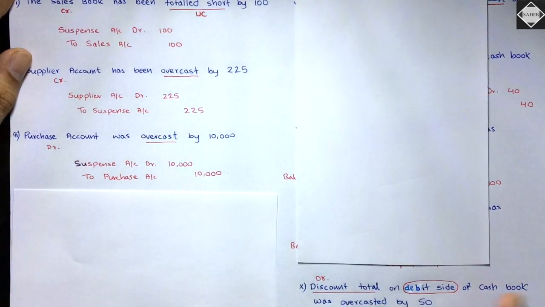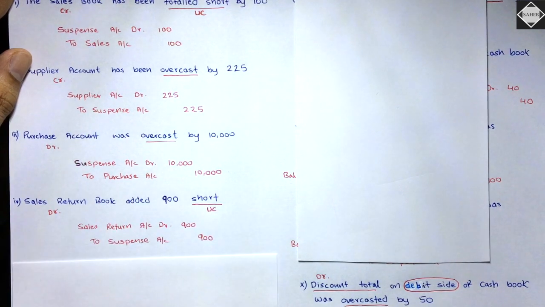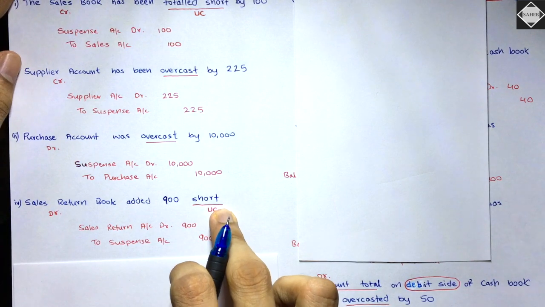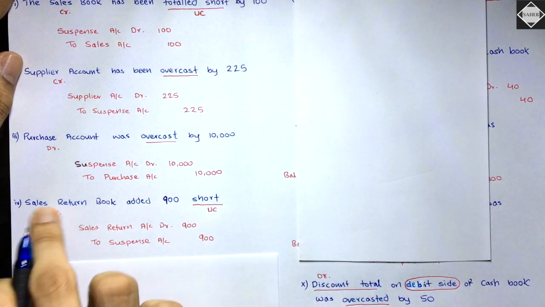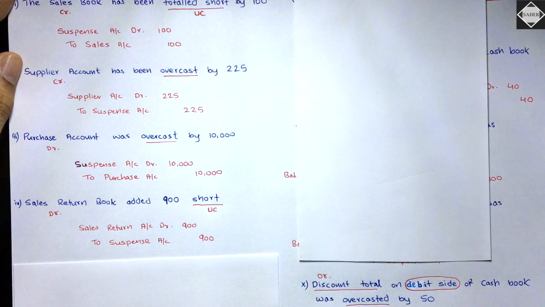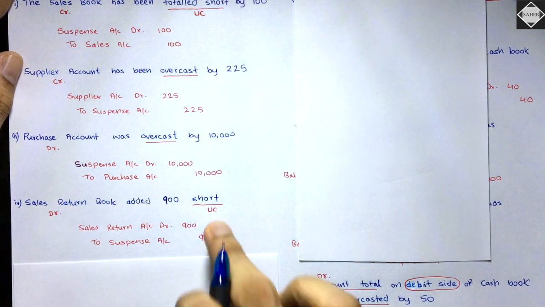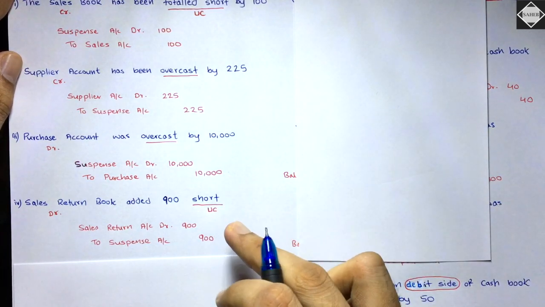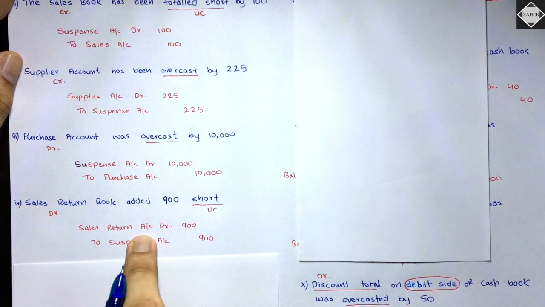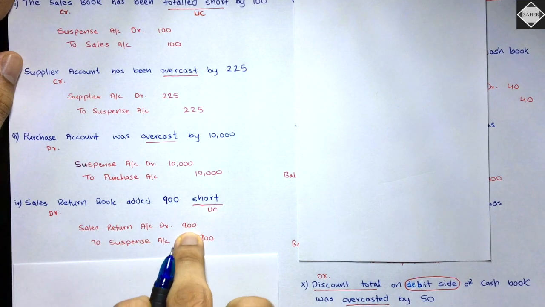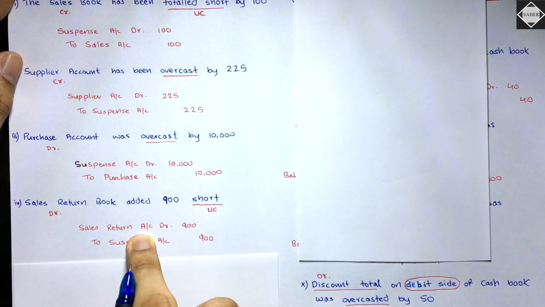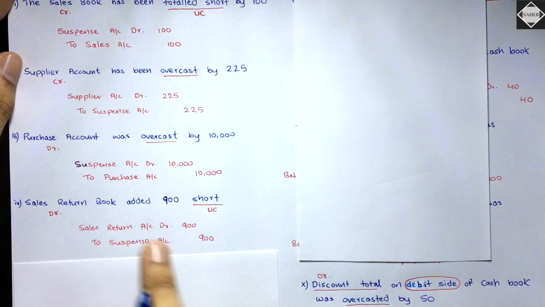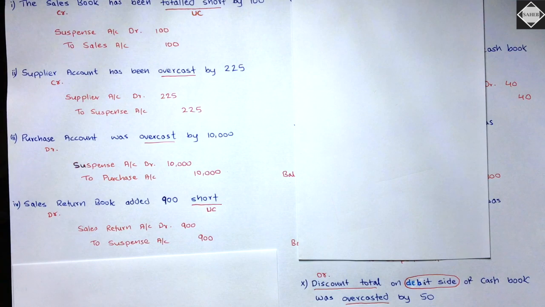Fine. And then we have, see here, sales return book added 900 short. Short means undercast, right? Sales return book, they said. So sales return book means which balance? Debit balance. What you have to do if it is undercast? You have to increase. So to increase, what will you do? You will debit it. Sales return account debit 900 because it has a debit balance. To increase, you have to debit. Complete the entry with the suspense account. Clear? Sales return account debit to suspense account 900.